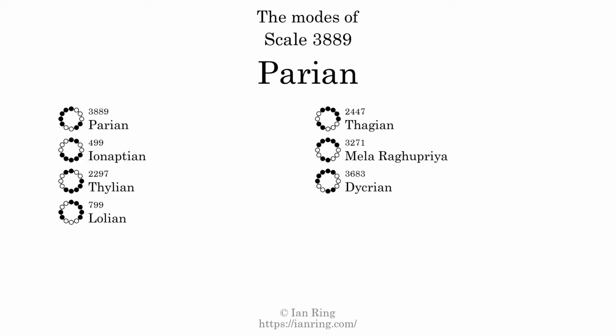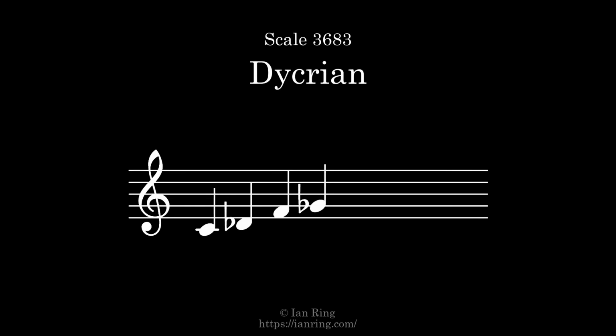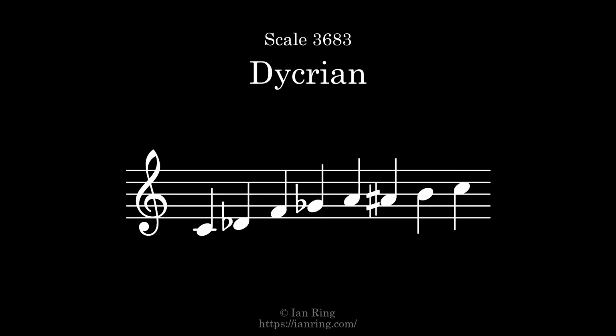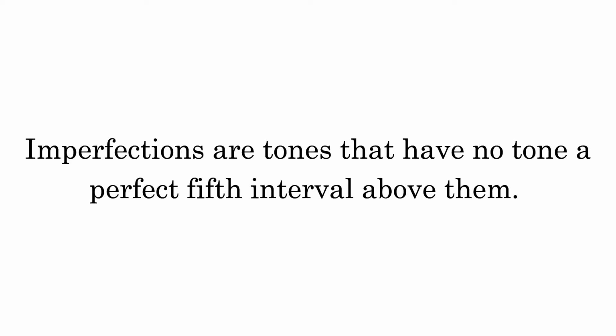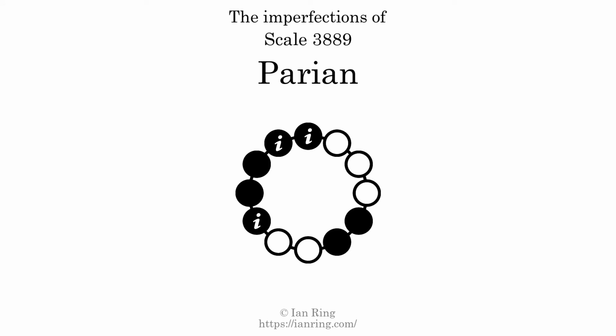The seventh and last mode is scale 3683, also known as Dikrian. It sounds like this. Imperfections are tones that have no tone a perfect fifth interval above them. This scale has 3 imperfections. They are at positions here, here, and here.